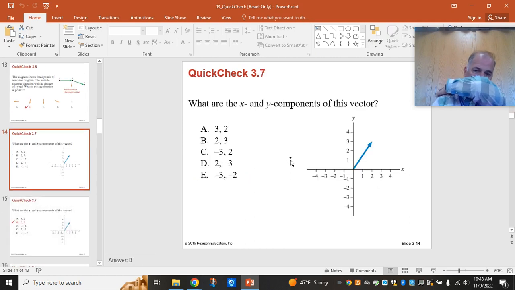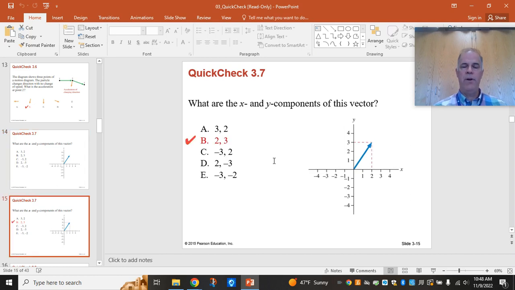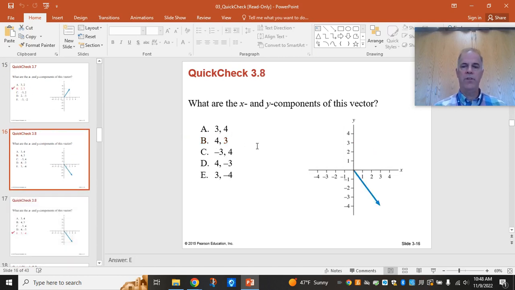Next one. X and Y components of this vector. You can just look at the grid to figure it out. Answer in 3, 2, 1. There it is. Hopefully that's not surprising. The convention here is that they list the X component first and then the Y component. Question 8 is this one. Same as question 7. Here's the answer in 3, 2, 1. There it is. Again, hopefully that shouldn't be too surprising.